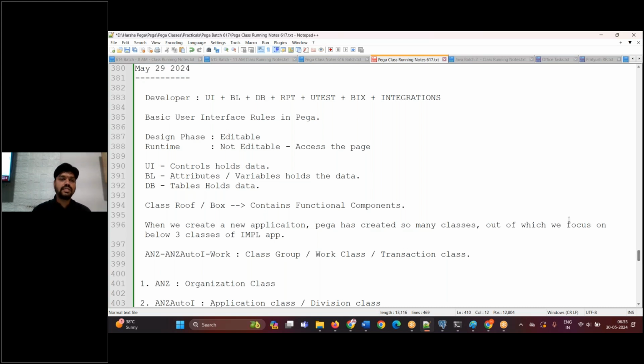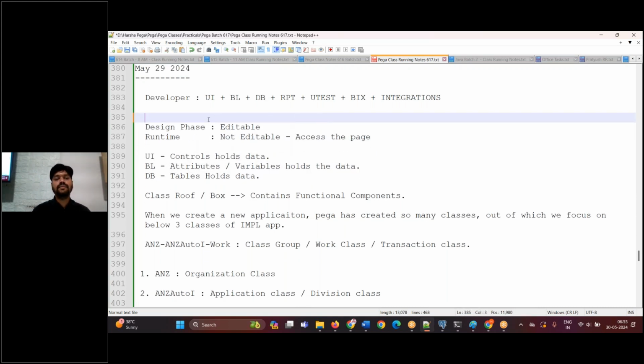Okay. Whenever you work on any application development, you are going to typically work on user interface, business logic, and database. The basic user interface rules in PEGA, I was about to tell you, but I'll cover that later because I have covered it generically.